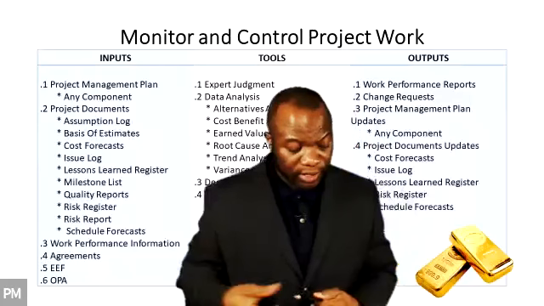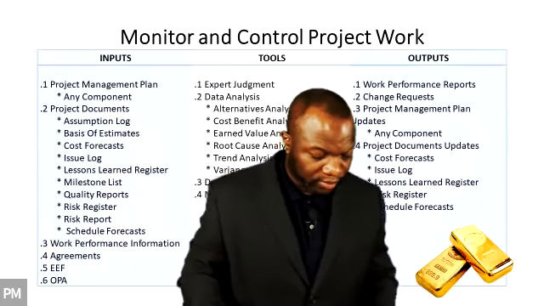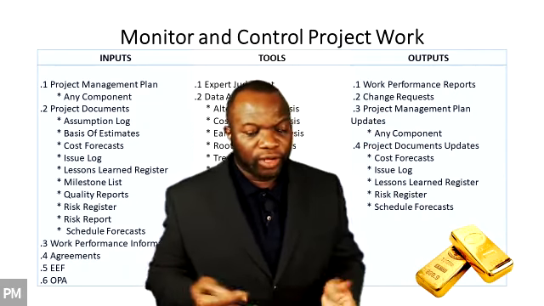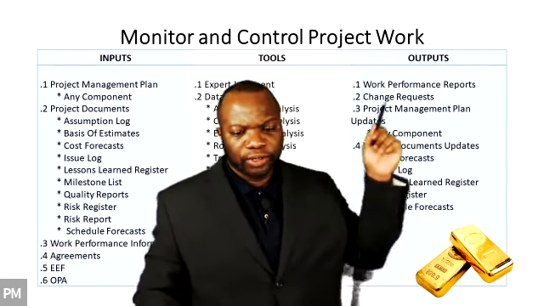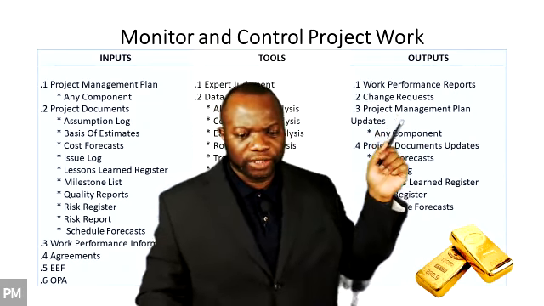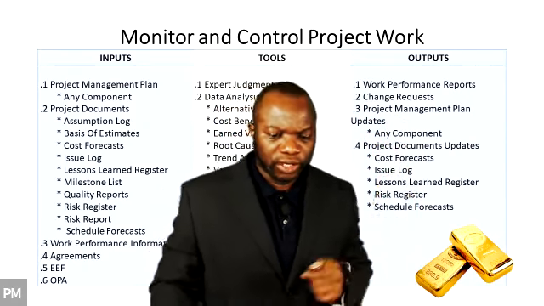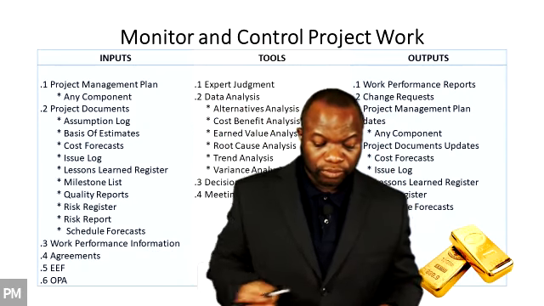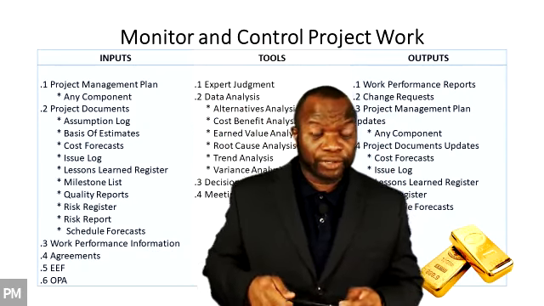All right, next we have change requests, CAPADR. Don't forget the U, even though it's not listed on page 112. Okay, and then we go into our usual ones, the regular suspects, project management plan updates, and project documents updates. Okay, I hope that makes sense.